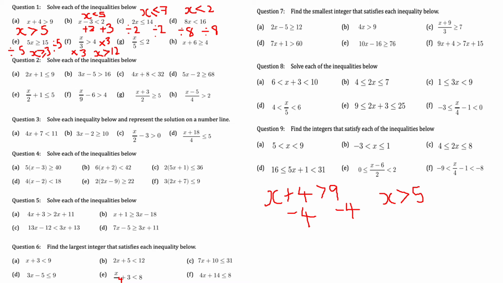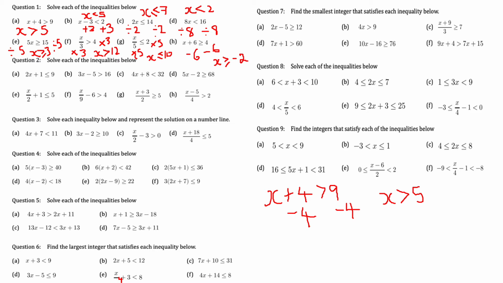For part G, x divided by 5 is less than or equal to 2. Timesing both sides by 5, we get that x is less than or equal to 10. 2 times 5 is 10, guys. For part H, x plus 6 is greater than or equal to 4. Subtracting 6 on both sides, I get that x is bigger than or equal to 4 take away 6, which is negative 2 or minus 2. 4 take away 6 is minus 2, guys.